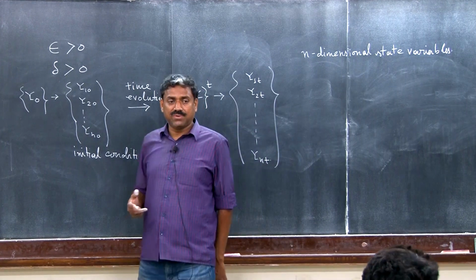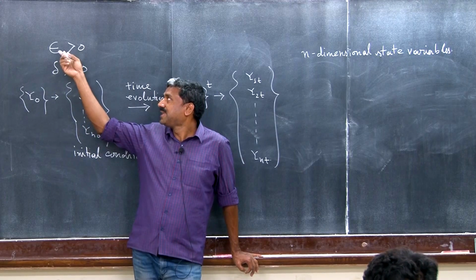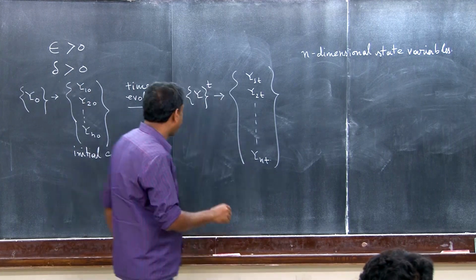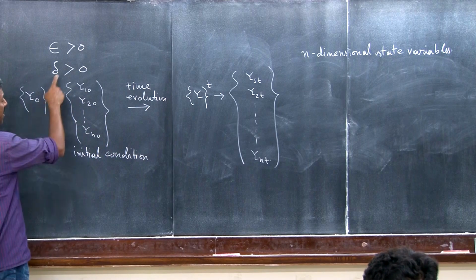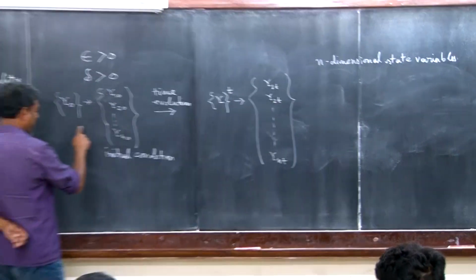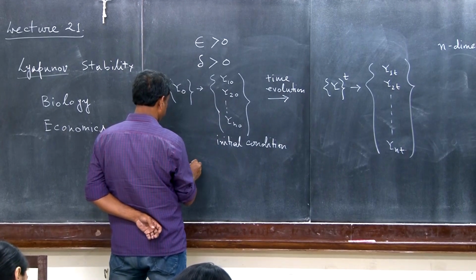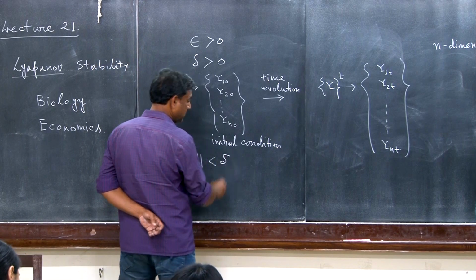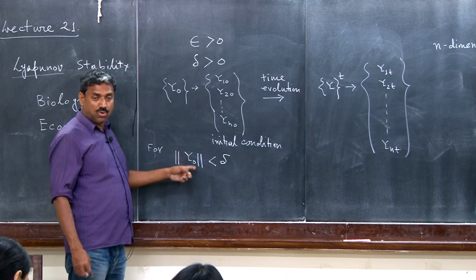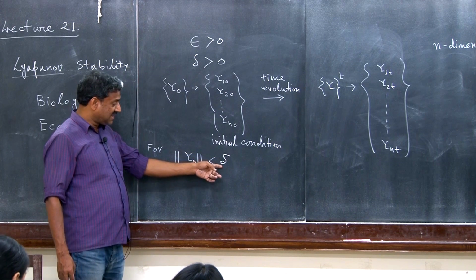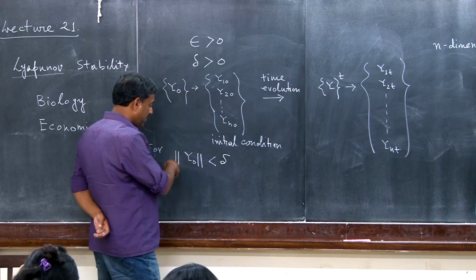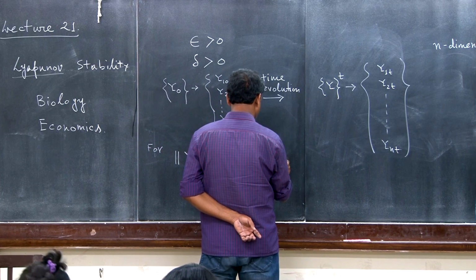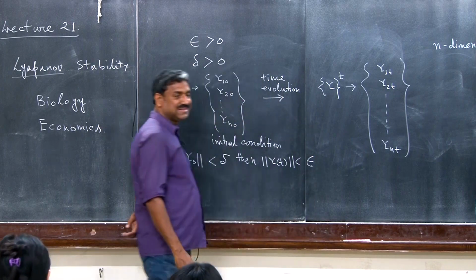So how are we defining the Lyapunov stability? For any system, if there is one positive number epsilon, then there exists another positive number delta such that if you take the L2 norm of the initial condition, there must exist some delta, so that if the norm of the initial state is less than delta, then the norm of the state variable is less than epsilon for all time. You understand what I am trying to say?